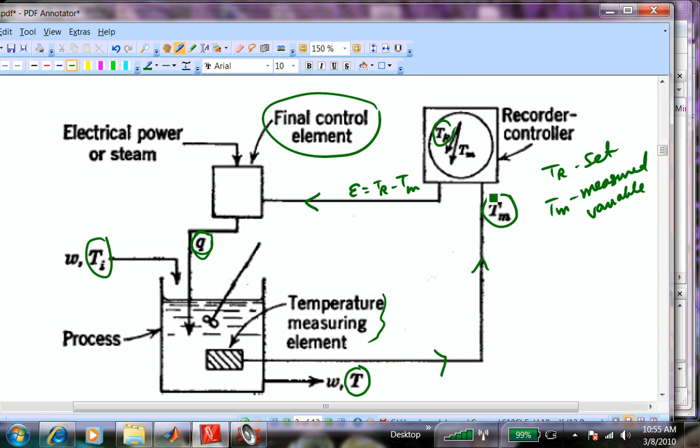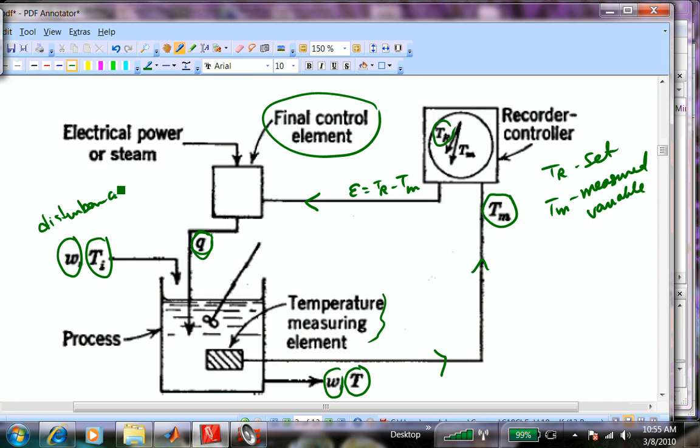Same thing, W can change. Now, whatever the W is, we are going to treat a case where the inlet and outlet flow rate are the same. So it is driven by a pump, not driven by available head. That means W doesn't change between the inlet and the outlet. When increasing the flow rate, we are going to need more energy. So Q must increase to maintain the same temperature. So W is going to be a disturbance and T is going to be a disturbance. These are the things you need to be able to identify.